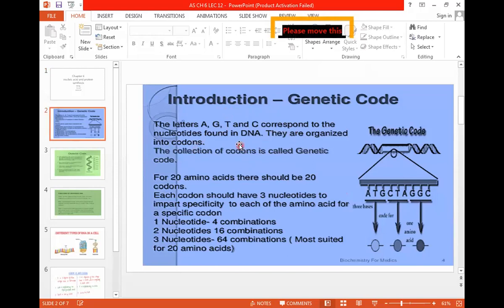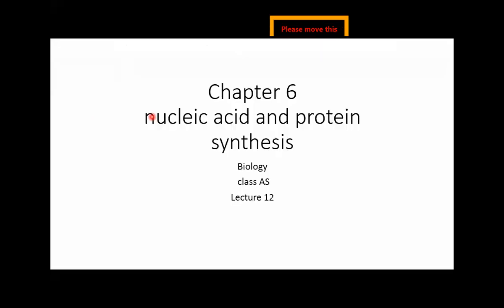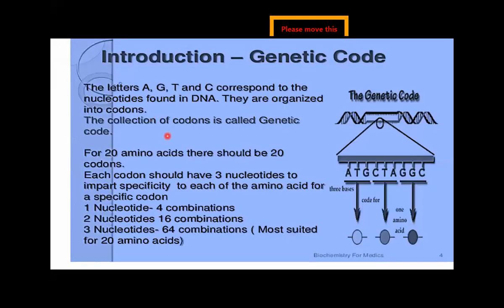The letters A, G, T, and C correspond to the nucleotides found in the DNA, and they are organized into the codons. And the collection of the codon is called the genetic code. For 20 amino acids, there should be 20 codons, and each codon should have 3 nucleotides to impart specificity to each of the amino acids for a specific codon.